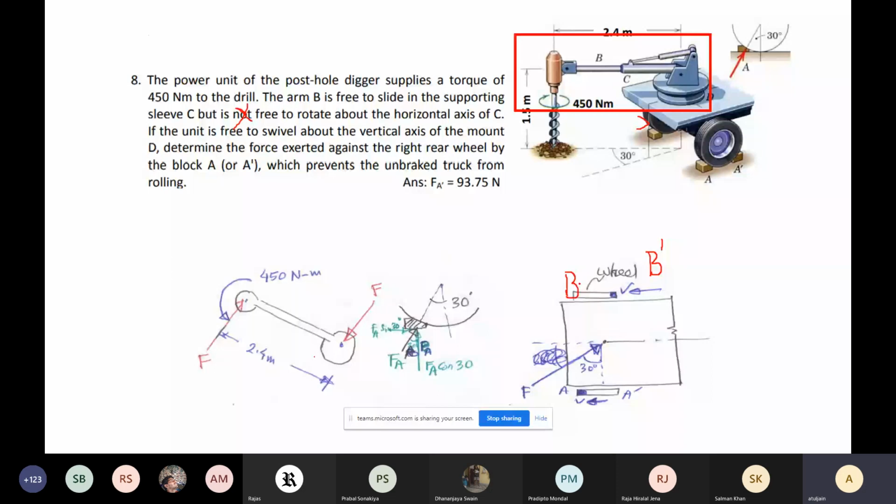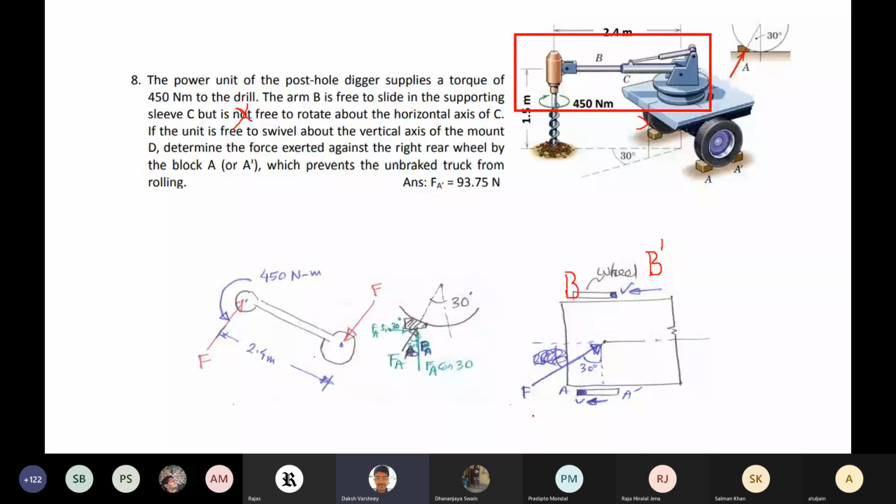FA cos 30 degree will tend to move this truck, right? So FA cos 30 is the normal reaction. FA sin 30 is the horizontal reaction. No, sir. The F cos 30 degree, which is perpendicular to the A prime line. That force. Come again. Repeat.